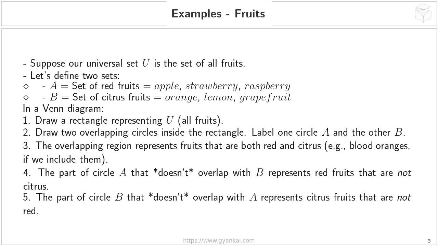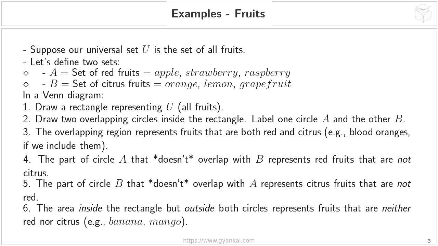Similarly, the part of circle B that doesn't overlap with circle A represents the citrus fruits that are not red. That would be the lemon and the grapefruit. Finally, and this is a crucial part, the area inside the rectangle, but outside both circles represents fruits that are neither red nor citrus. Think about it, what fruits fit that description?